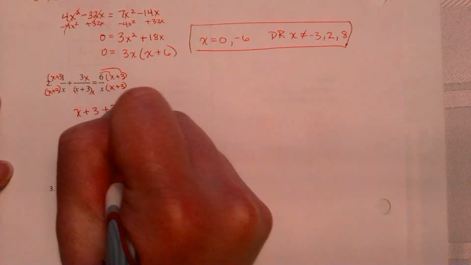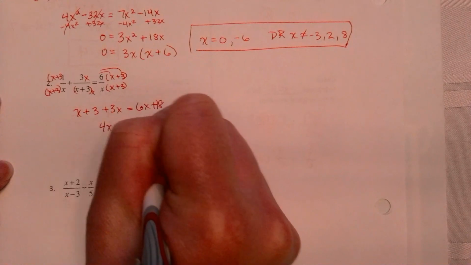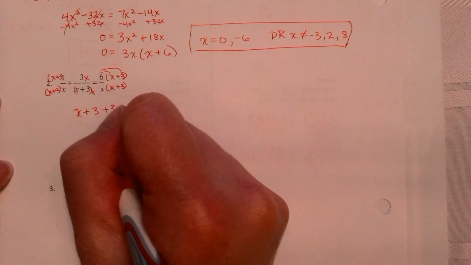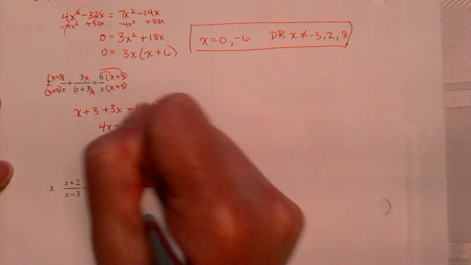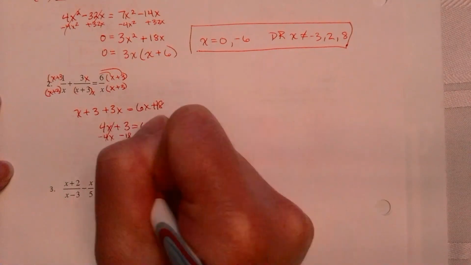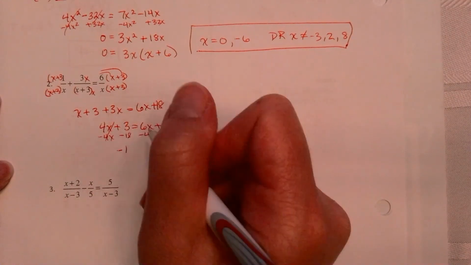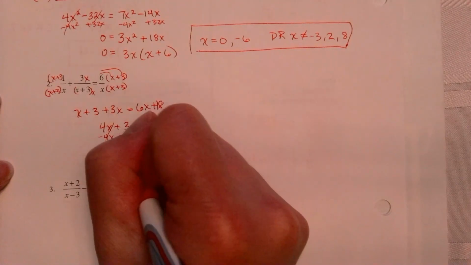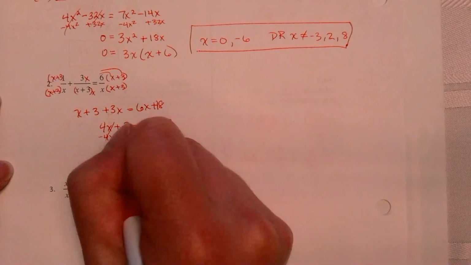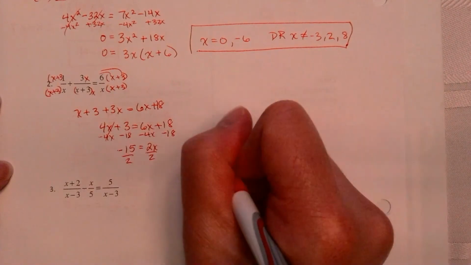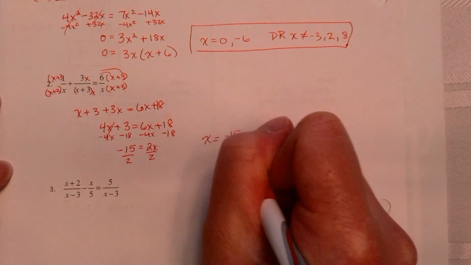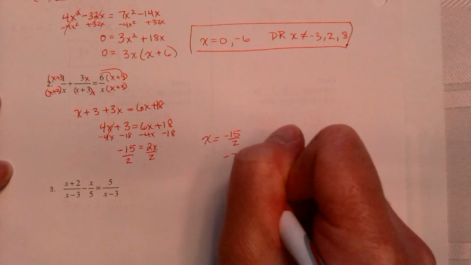I have 4x plus 3 equals 6x plus 18. I'm going to move some things around. I'm going to subtract the 4x. And at the same time, I'm going to subtract 18, and I get negative 15 is equal to 2x. And then I'm going to divide both sides by 2. So I end up with negative 15 halves. Maybe you would write it as negative 7.5.